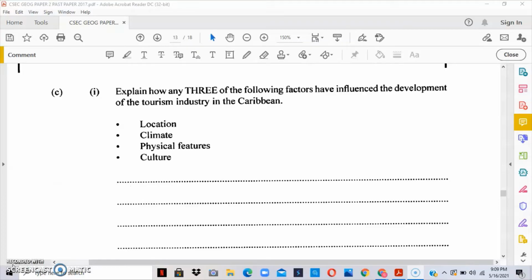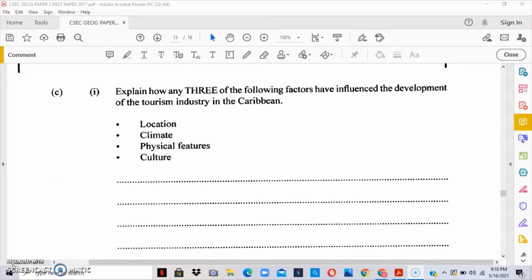Now, our climate: we experience a tropical marine climate, and this means that we have temperatures averaging at least 28 degrees Celsius throughout the year. So persons in the colder regions usually come to the Caribbean as an escape adventure. They come to the Caribbean to escape their colder homes or the colder regions.